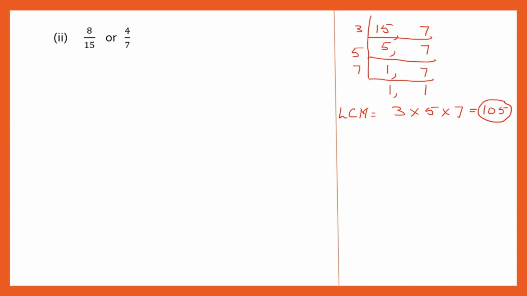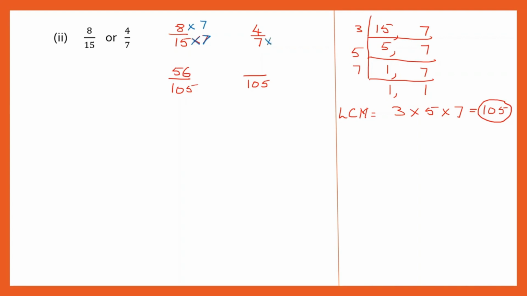So let me start this. 8/15 or 4/7, which is a smaller one. Okay, now my LCM is 105, which I'm going to use as a common denominator, 105. 15 into 7 is 105. So I'm going to multiply 8 also by 7. 8 sevens are 56. Let me go on to the next one.